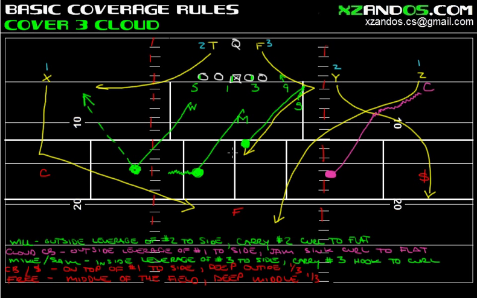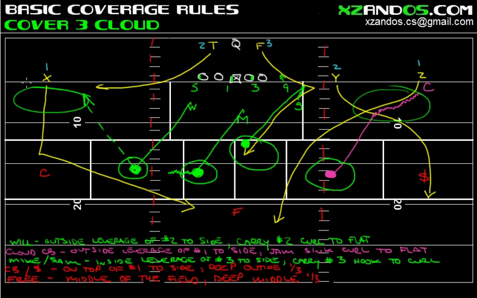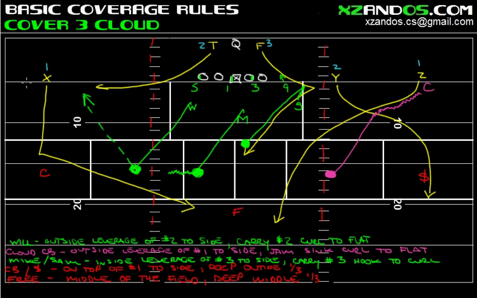in the hook. So as you can see, we have a cover 3 where we have 4 underneath zones, the 2 hooks and the 2 curls covered, and then we potentially might have to run up and cover the flats. So there's our 4-man underneath in the underneath zones.